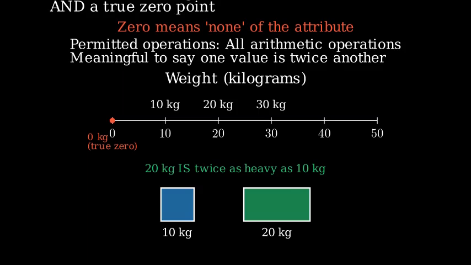Now let's compare all 4 levels of measurement side by side. As we move from nominal to ordinal to interval to ratio, we gain more mathematical capabilities with our data. Each level includes all the properties of the levels below it, plus additional ones.